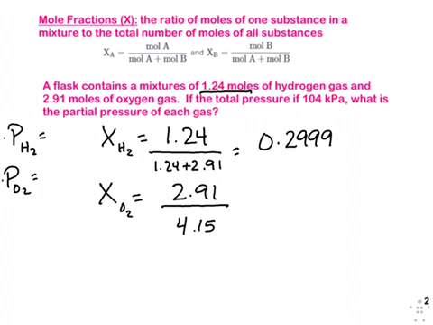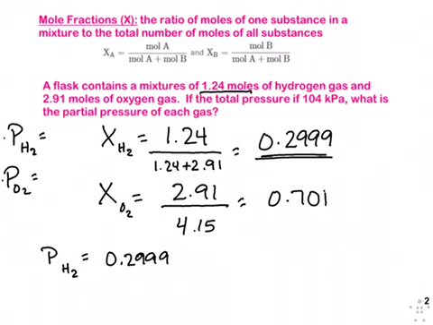Is that what 1.24 plus 2.91 is? Okay. And then here we get 0.701. So then to figure out your partial pressures, the partial pressure of hydrogen, you use this value from your mole fraction for hydrogen, 0.2999, times your total pressure of the system, which is 104. And the partial pressure then of hydrogen gas is 31.3 kilopascals.